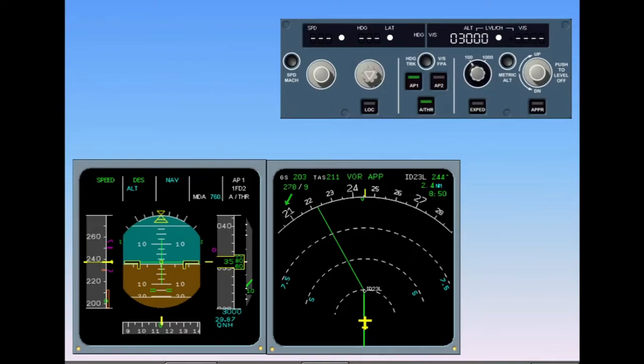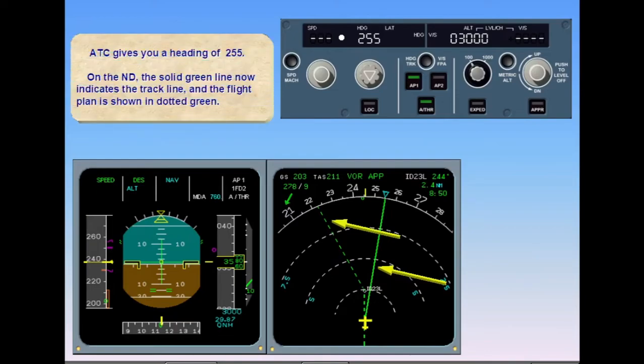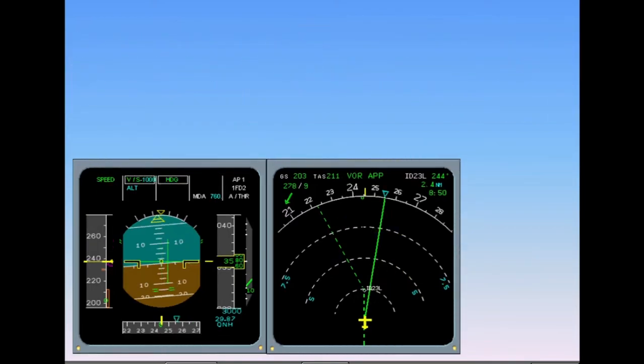ATC gives you a heading of 255. On the ND, the solid green line now indicates the track line, and the flight plan is shown in dotted green. At the same time, the descent mode automatically reverts to the present vertical speed of minus 1,000 feet per minute. The cardinal rule is LNAV must be engaged before VNAV. Thus, when you engage the heading mode, LNAV disengages, and VNAV automatically reverts to the current vertical speed.